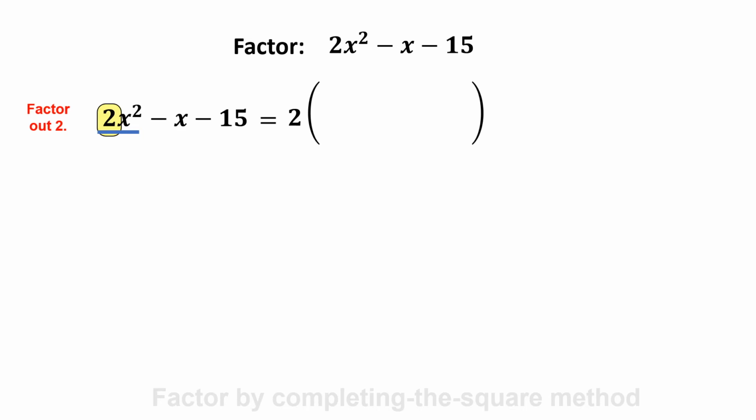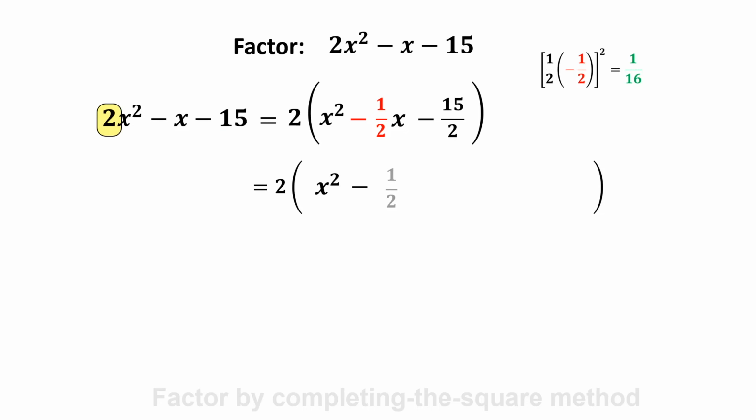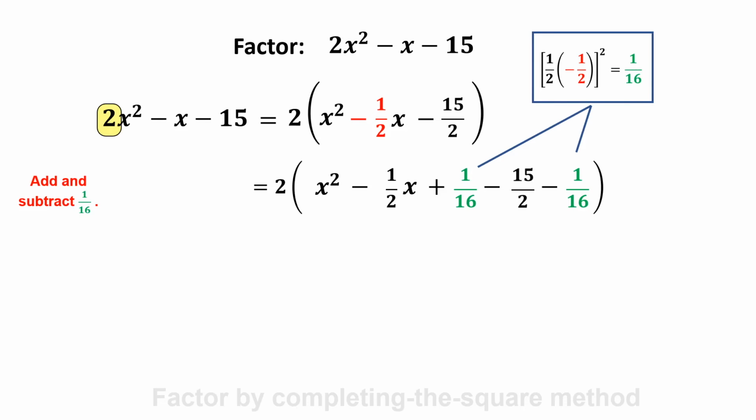2x squared divided by 2 is x squared. Negative x divided by 2 is negative 1/2 x. And negative 15 divided by 2 is negative 15 over 2. Now, let us produce a perfect square trinomial. Get 1/2 the coefficient of x, then square the result. This gives us 1 over 16. Add this and subtract 1 over 16. It is as if you are adding nothing.